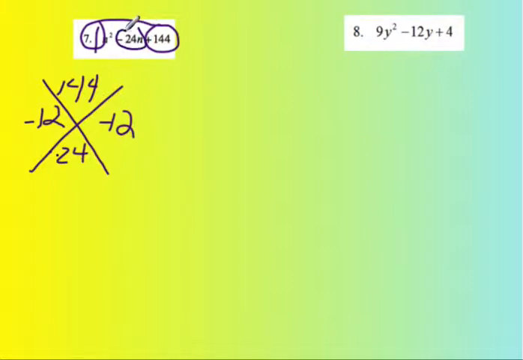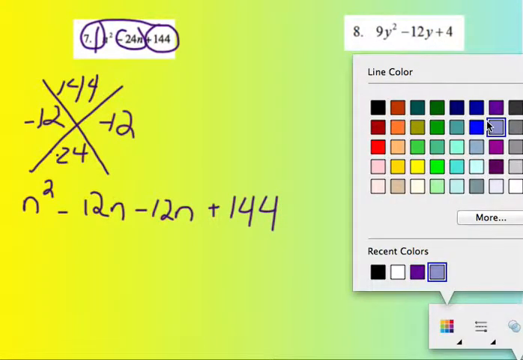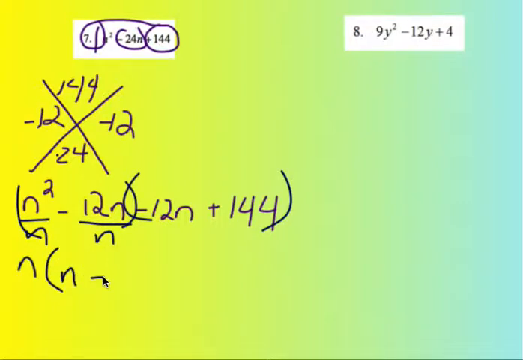Now I'm going to use that to split up that middle term. So I have n squared, and now instead of writing 24n, I'm going to have minus 12n minus 12n plus 144. And now I'm ready to factor by grouping. So let's go ahead and make our groups. Between n squared and negative 12n, I could take out an n. So I'm going to divide each term by n. n squared divided by n is n, and negative 12n divided by n is just going to give me negative 12.